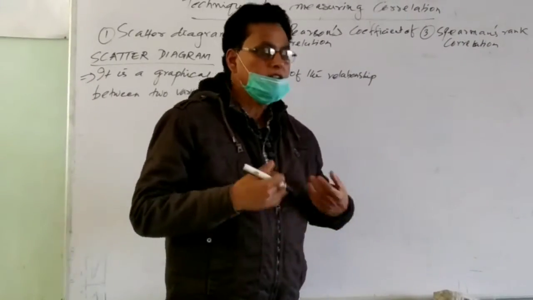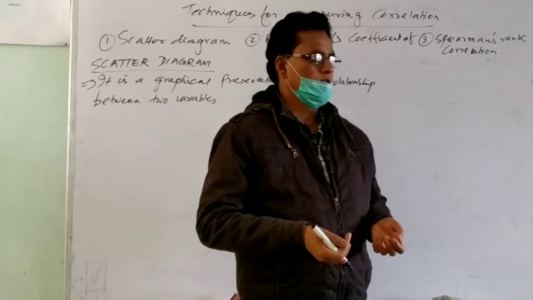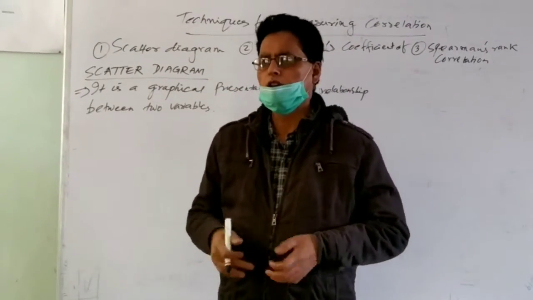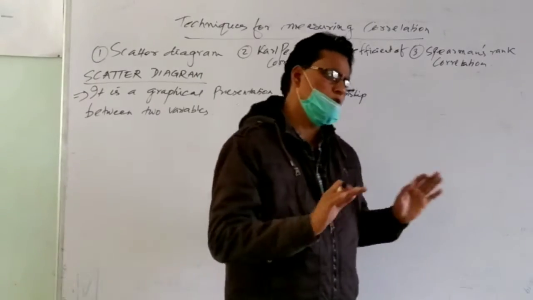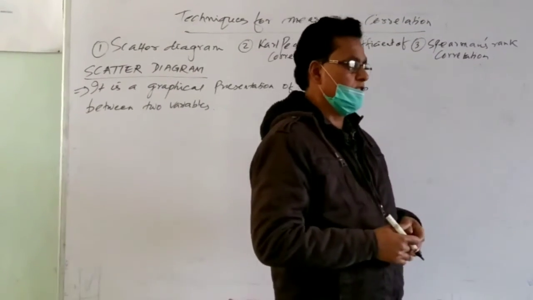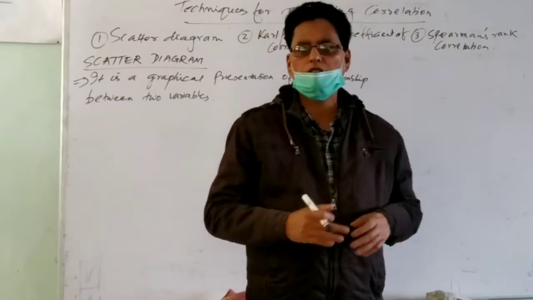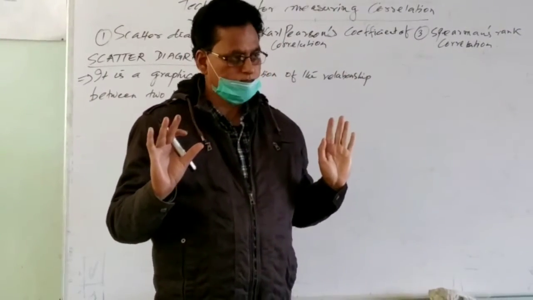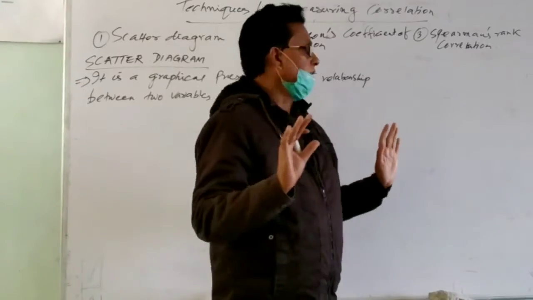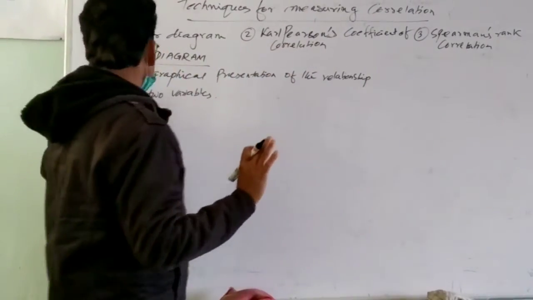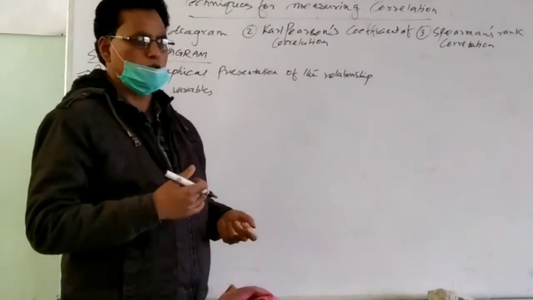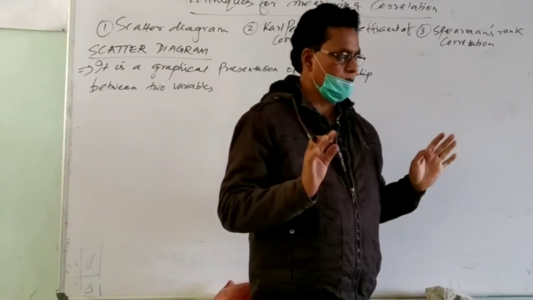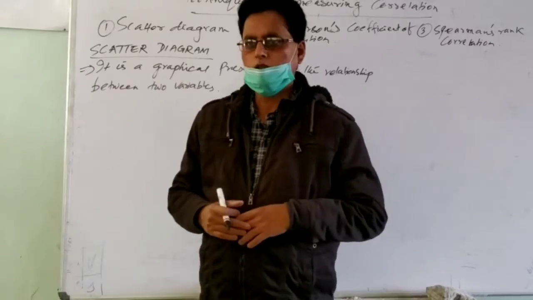Yes sir. We can identify whether the correlation is positive or negative, or whether there is no correlation, whether the correlation is perfectly positive or perfectly negative. Are you understanding? Under the scatter diagram, we have to plot the variables. We have to plot the two variables.